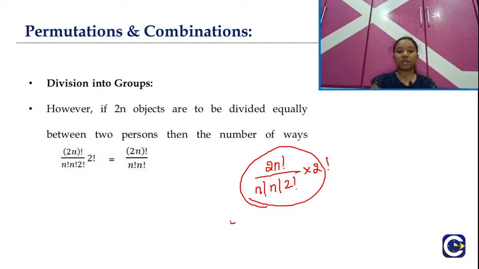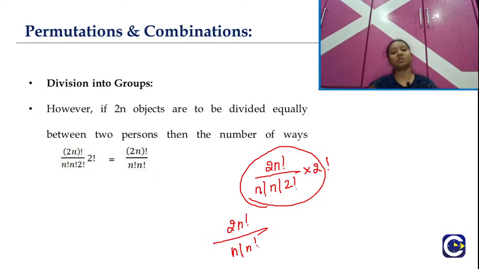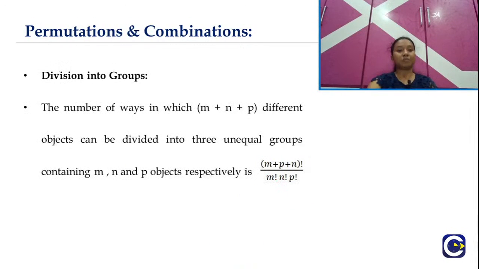Right, so then it turns out to be 2n factorial by n factorial into n factorial into 2 factorial. When we are distributing equally between two persons, it will be into 2 factorial. Then the number of ways of equally distributing 2n objects between two persons is given by 2n factorial divided by n factorial into n factorial. The same thing can happen for 3 groups.